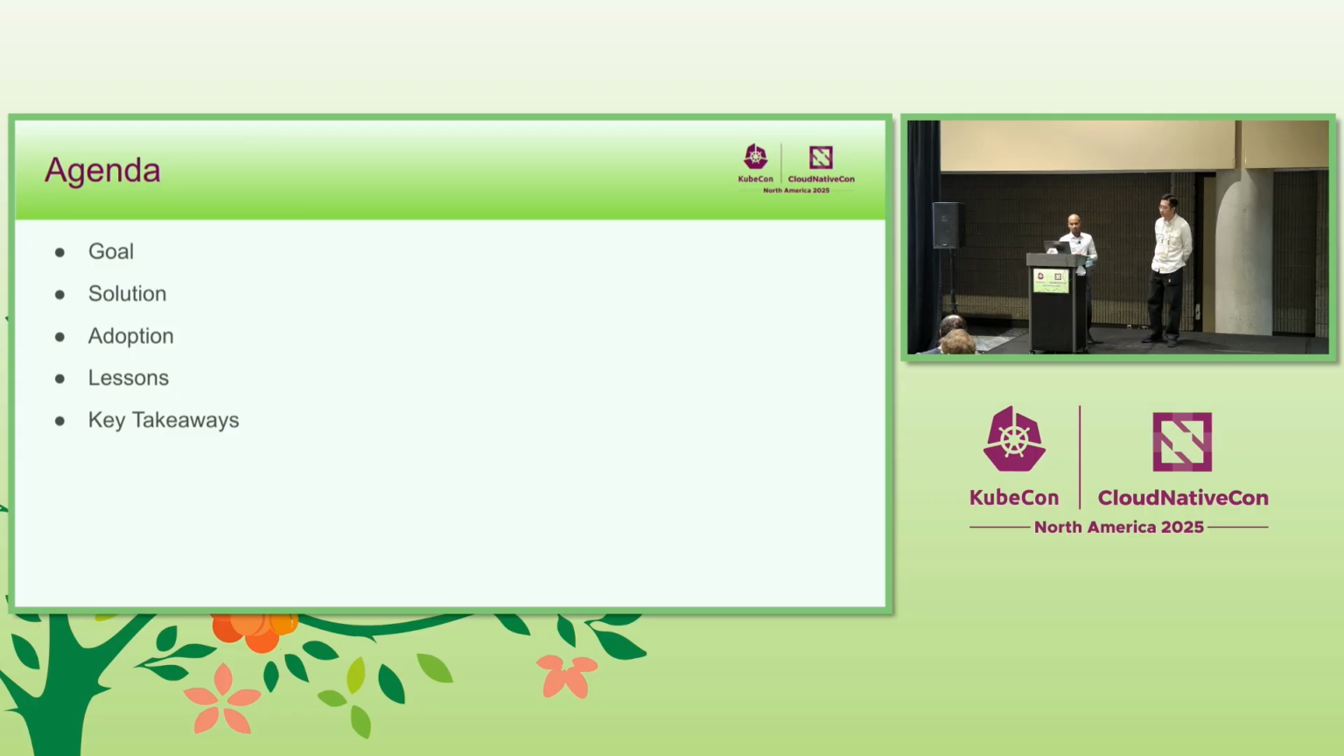We'll start with the goal, why we are doing this. We'll talk about the solution that we implemented, some of the things that we did to improve the adoption of the solution. We'll talk about some of the key lessons that we learned, and then finally end with some of our takeaways.